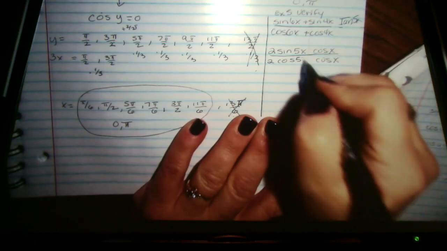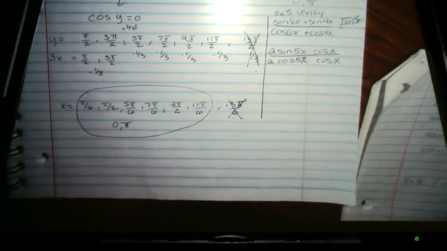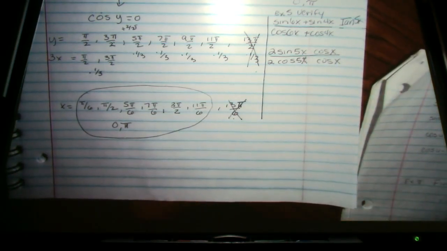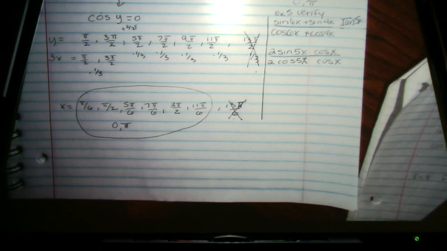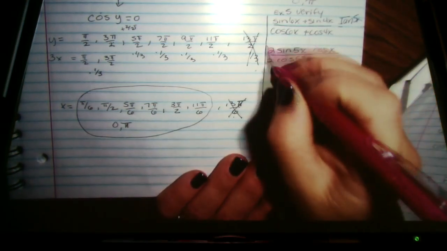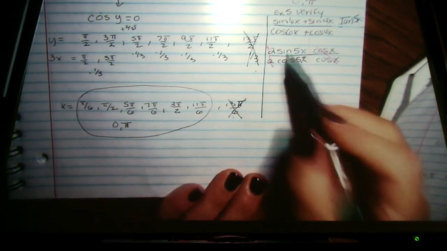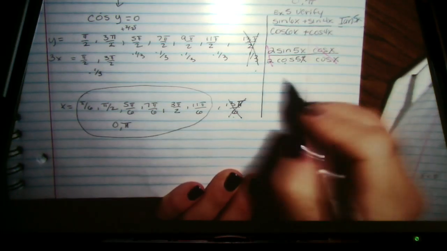You've done that a few times. Cosine of x's and the 2's cancel out, and that leaves you with tangent of 5x, right? Those two cancel. And sine over cosine is what? Tangent.